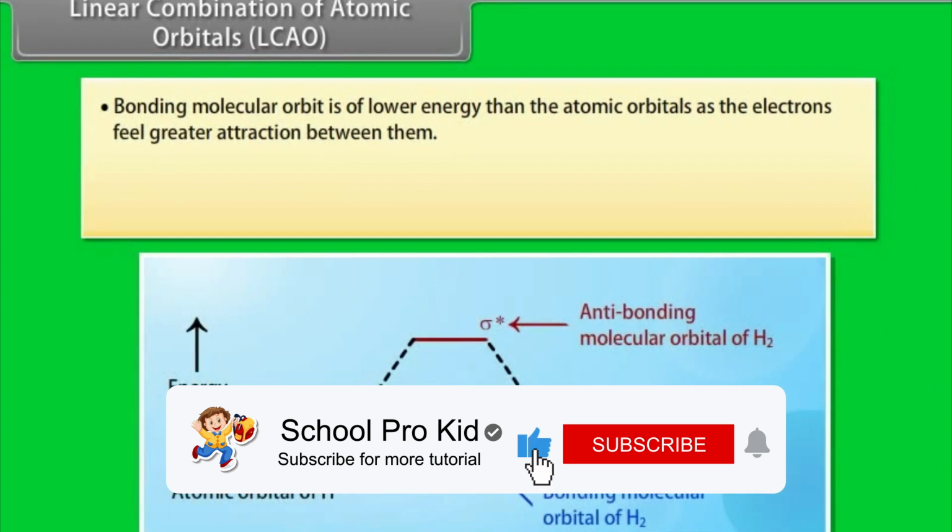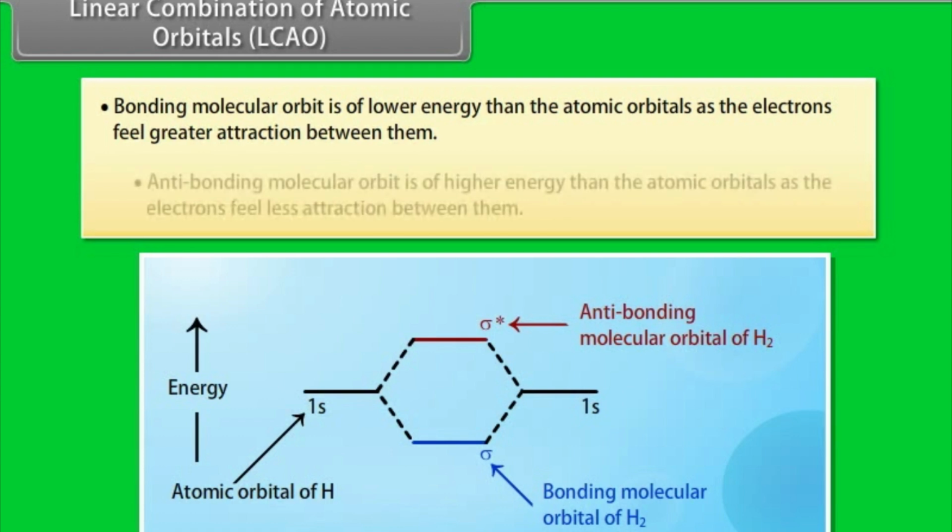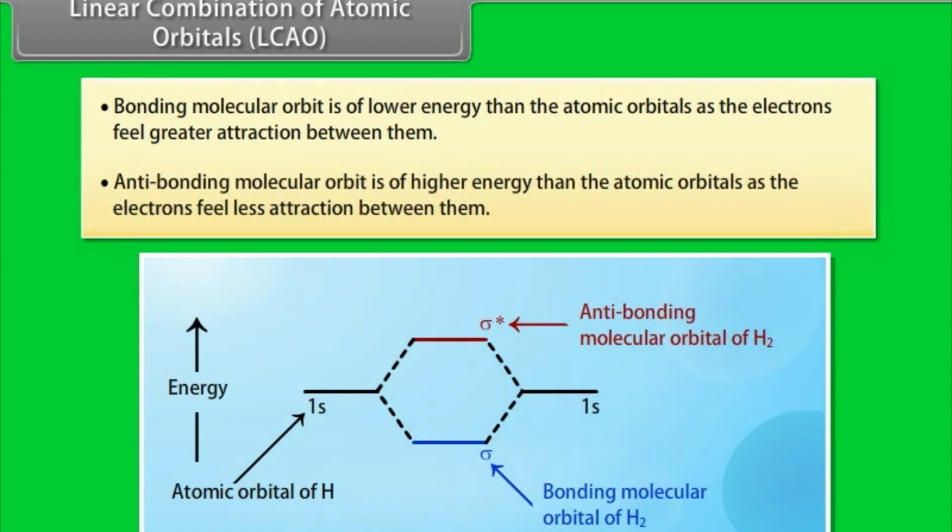Bonding molecular orbital is of lower energy than the atomic orbitals as the electrons feel greater attraction between them. Antibonding molecular orbital is of higher energy than the atomic orbitals as the electrons feel less attraction between them.